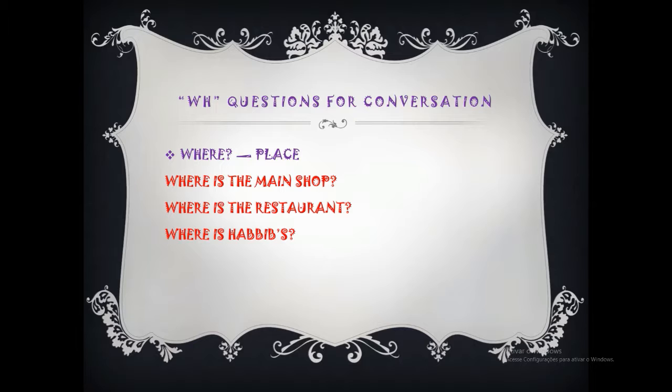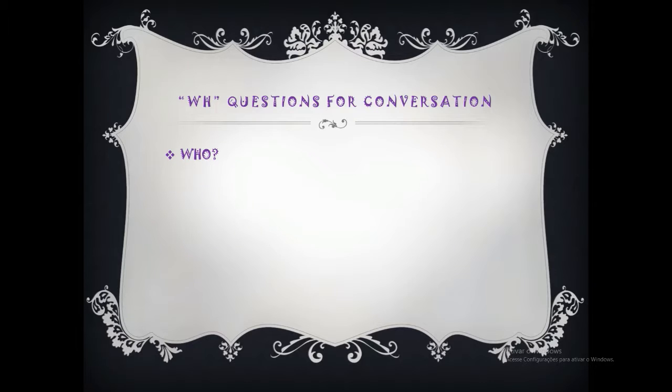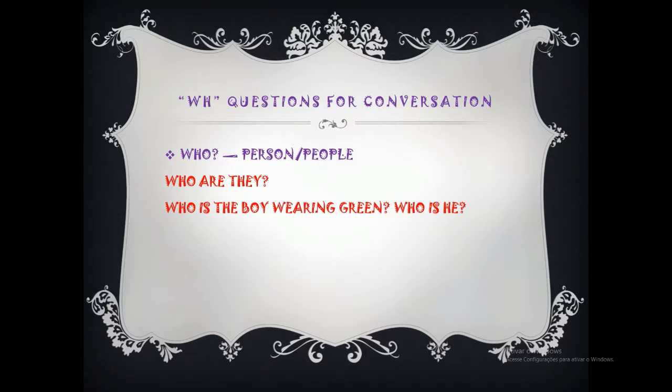Now we have a question called who. This is always to know about a person or people. So you use the question who when you are talking about a singular person or people, which would be the plural form of a person. So I could say, who are they? So I'm talking about people, the plural. I could say, who is the boy wearing green? Who is he? That's when I talk about a singular person, and that's when you use the word who to know about a person or to know about people.